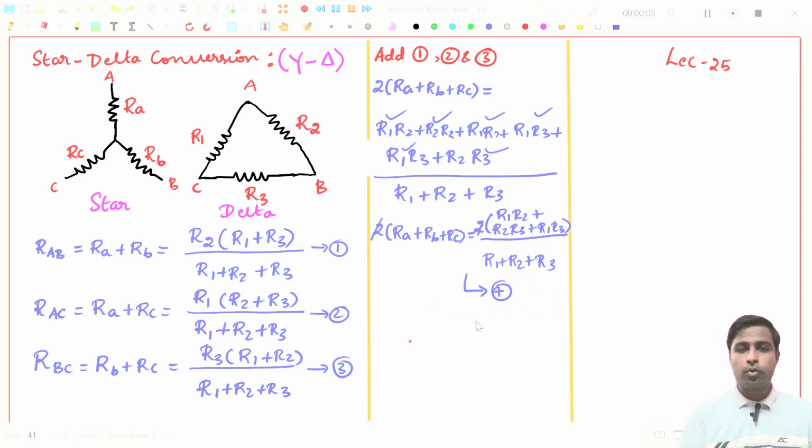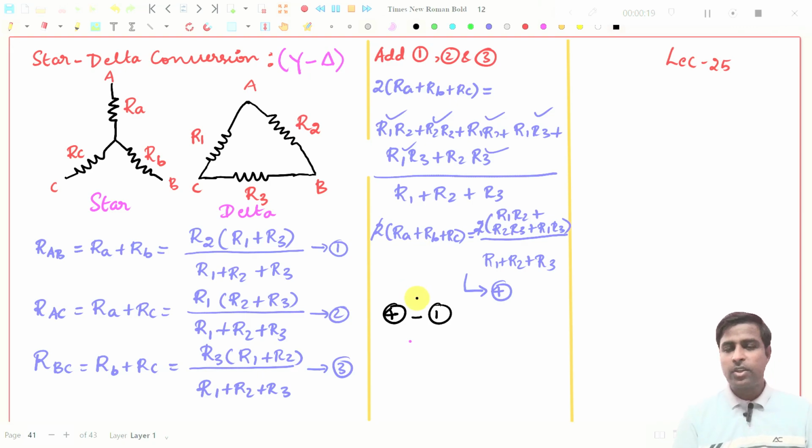Now you can subtract expression number 4 with expression number 1. So I will write here expression number 4 minus expression number 1. You see why we are doing this. If you subtract these two, you have to subtract the left hand side with the left hand side and the right hand side with the right hand side, right? RA plus RB plus RC minus RA minus RB, so RA and RB are cancelled out, you will get RC, the expression for RC.